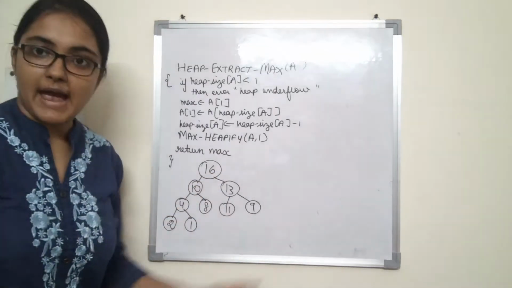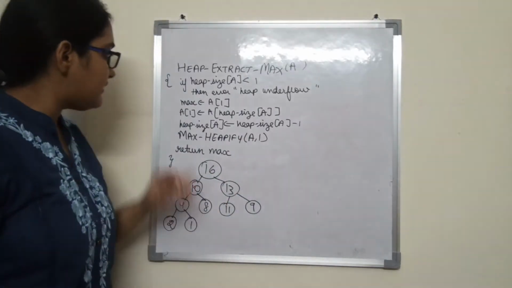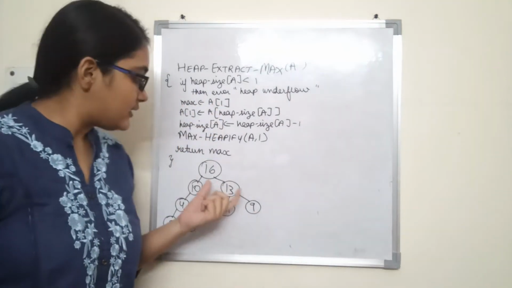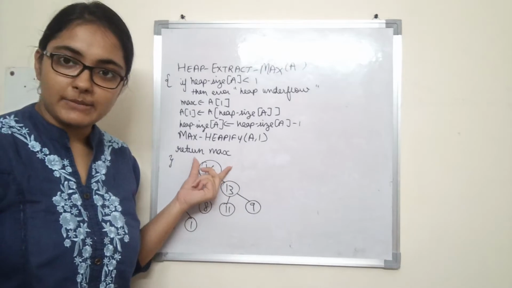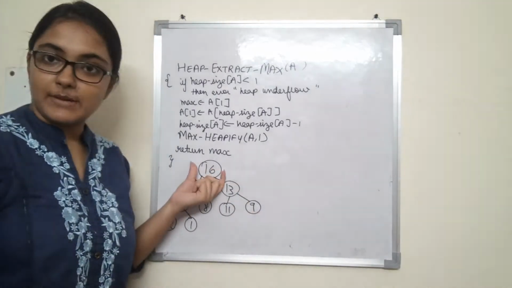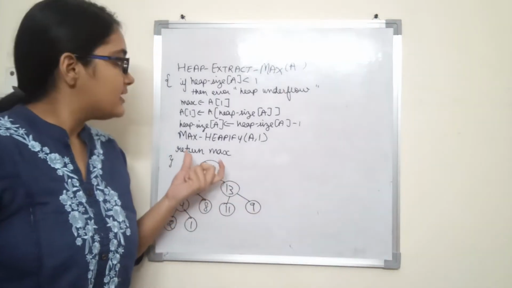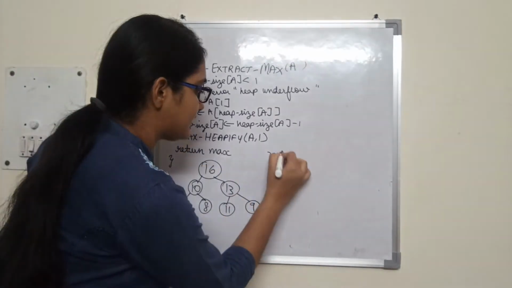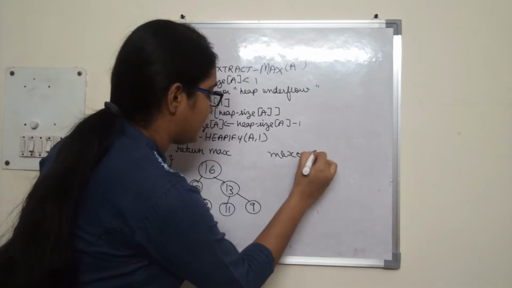Alright, so this is the max heap. Now what we are doing, we are storing in a variable max A of 1, that is the root element. What is the root element? 16. That is the maximum element. This is a max heap, so the maximum element is present at the root, right? So we are storing this maximum element in a variable called max. Now max contains 16, right?